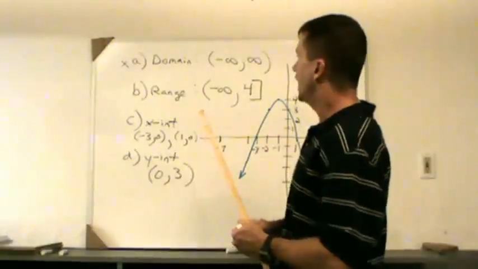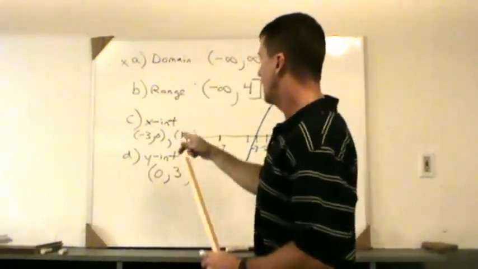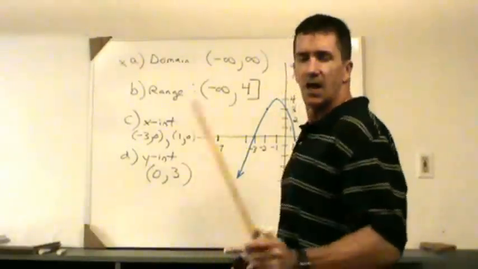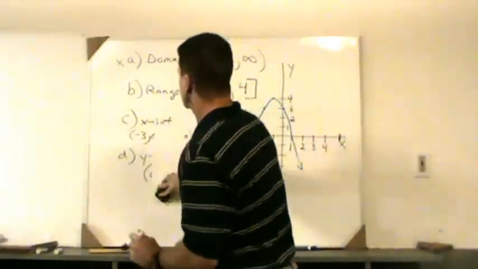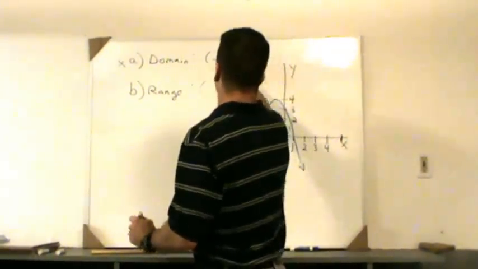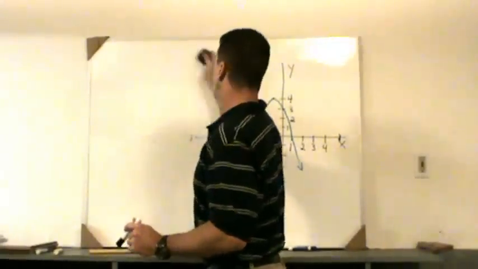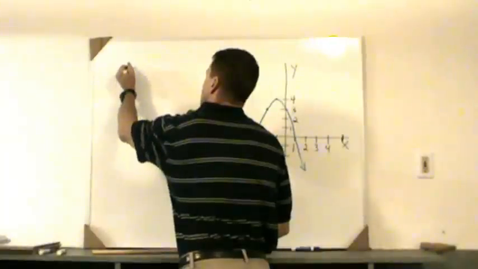So we have domain describing x, range describing the y values taken on the graph, x-intercepts and y-intercepts. Now we're going to talk about increasing and decreasing functions. Where is this function increasing? And where is this function decreasing? Okay. So I'm going to put letter E.